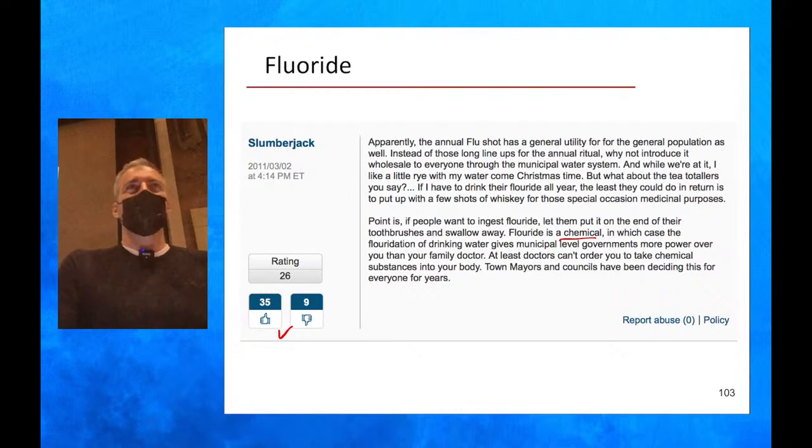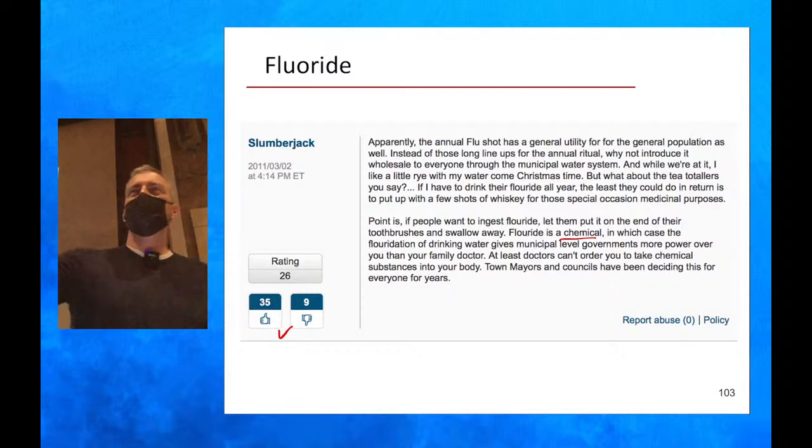The fluoride thing is the same thing. We're putting fluoride in the drinking water. We're taking away a lot of people's ability to decide if they want fluoride in their water or not. Although they could always get an RO system, reverse osmosis, and take it out if they want, or buy drinking water from bottles or dig a well or whatever.